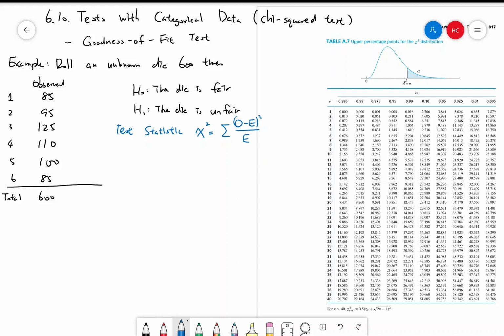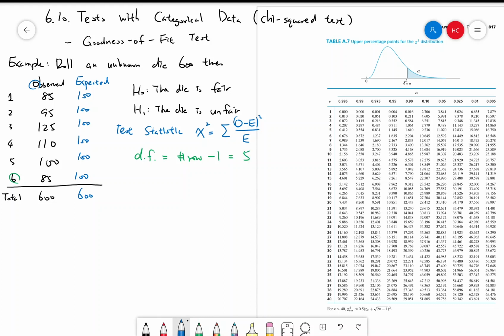Okay, so we want to know what O and E stand for. O is the observed quantity. E is the expected quantity. For example, if you roll a fair die 600 times, then the expected quantity should be 100, 100, 100, 100, 100, 100. Because this is chi-square, we need to know the degrees of freedom. Degrees of freedom is the number of rows minus 1. In this case, there are 6 rows because the die has 6 sides, so the degrees of freedom is 5.